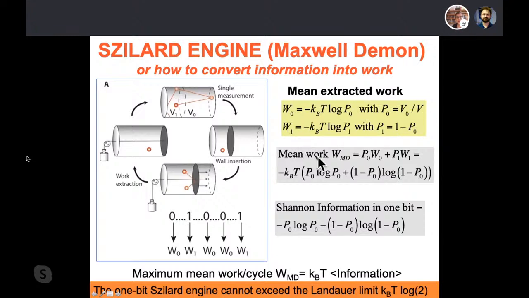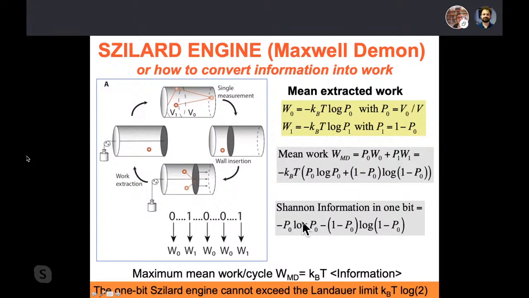The same for W1. So the mean work for this classical Maxwell Demon or SZILARD engine is the probability to observe, to select a 0, P0, times the average work W0, plus the corresponding term for 1. And this gives you this typical famous expression, P0 log P0 plus P1 log P1. Because P0 and P1 are normalized, P0 plus P1 equals 1. And this equals the Shannon information of 1 bit.